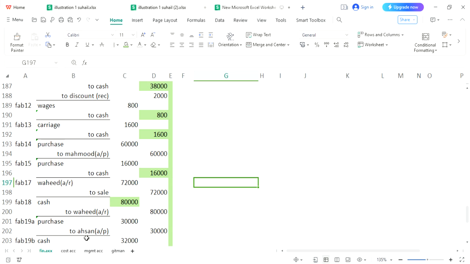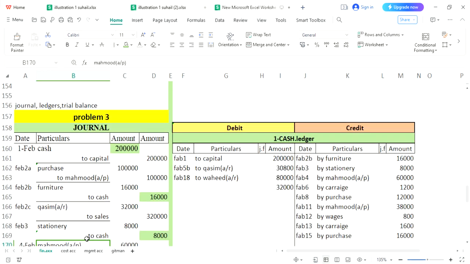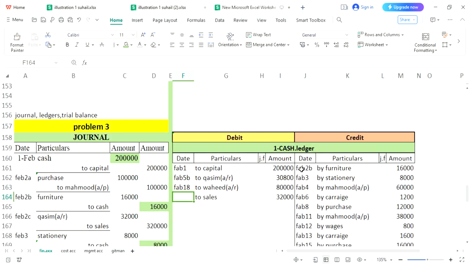You have cash, and what is written on the opposite side? To sale. So put "to sales" in the reference. Okay, and go see the date for 32,000. This was the cash 32,000, and February 19 is the date. Put the February 19 date. Date is mentioned, reference is given, 32,000 amount has been posted.